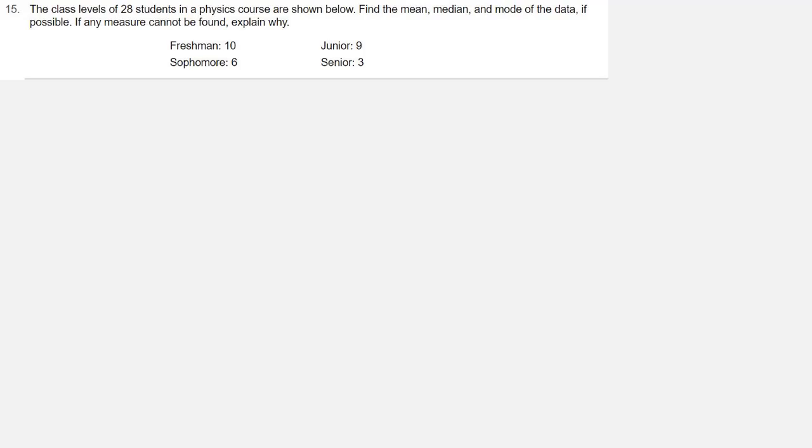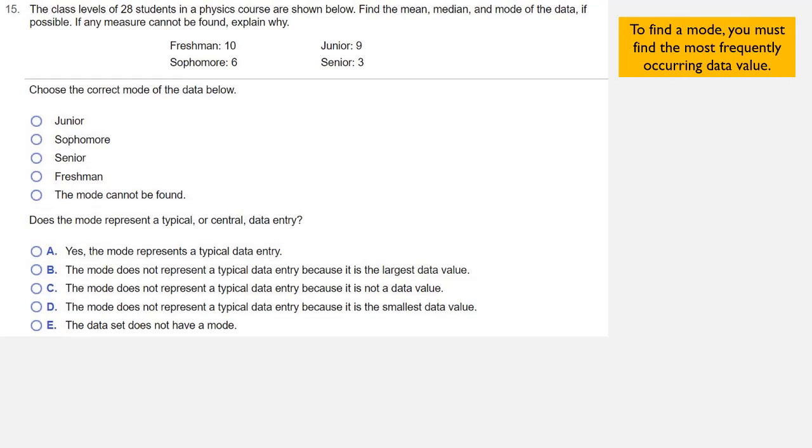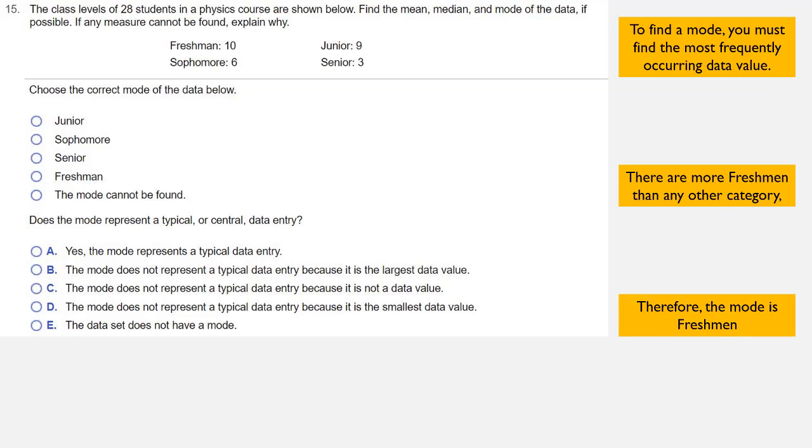Lastly, we can move on to the mode. Choose the correct mode. Well, the mode is the most frequently occurring data value. We do have an indication of how many freshmen, sophomores, juniors, and seniors there are, and the one that occurs the most frequently is freshman. Therefore, the mode here is freshman.